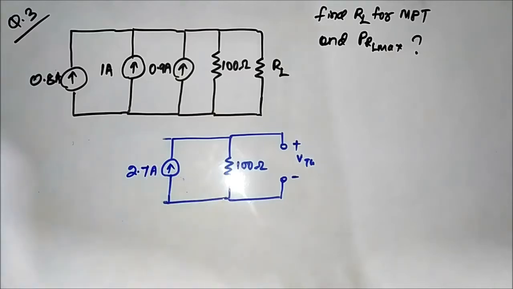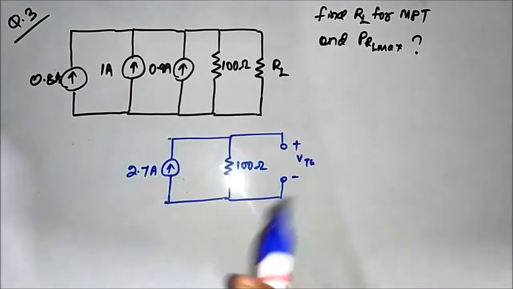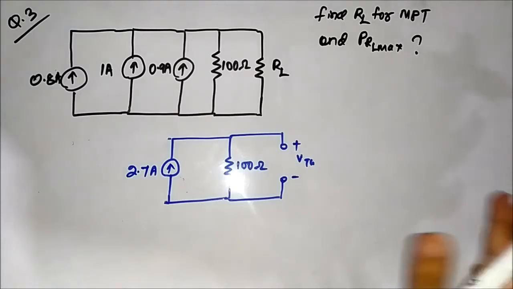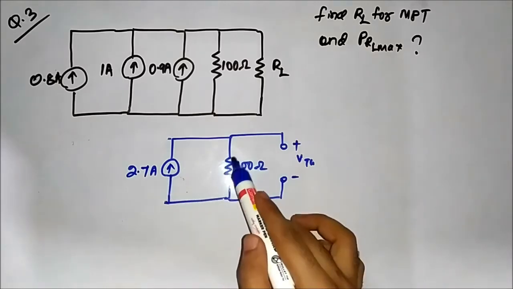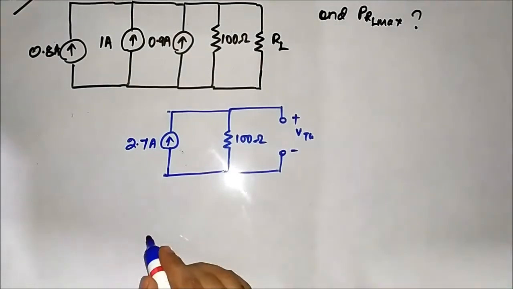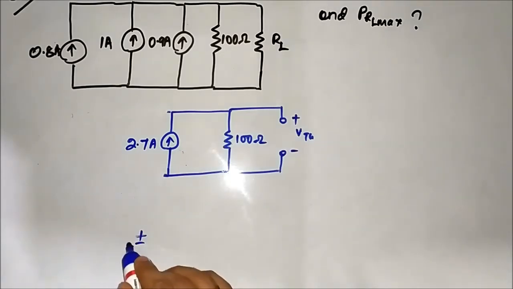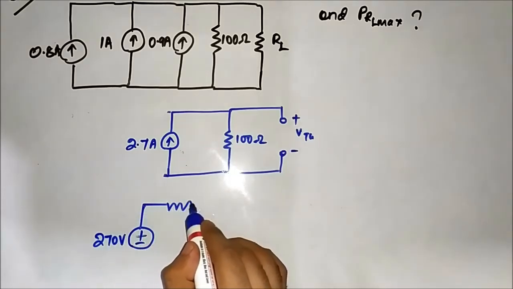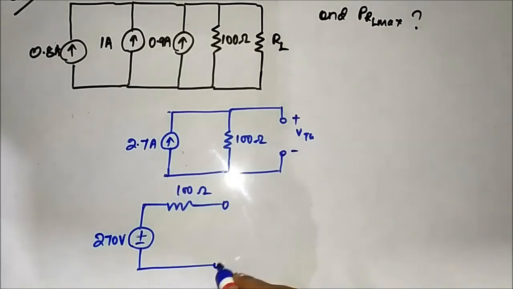2.7 ampere. Again, if you notice here, this 2.7 ampere current source is connected in parallel with this 100 ohm resistor. So we can apply source transformation to convert it into a voltage source in series with the same 100 ohm resistor. So what will happen because of that? Let's see. 2.7 into 100, that is 270 volt, and in series with 100 ohm resistor across these two terminals.